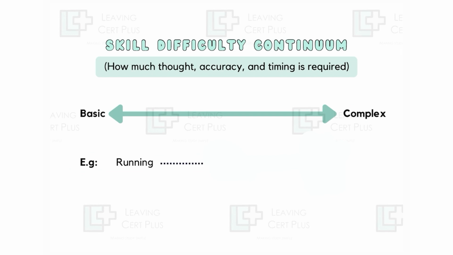Running is a very basic skill, it doesn't need much thought or accuracy or timing. Then in the middle, you might have passing a ball that takes a little bit more technique. And then on the other end of the scale, you have a triple somersault with a twist.